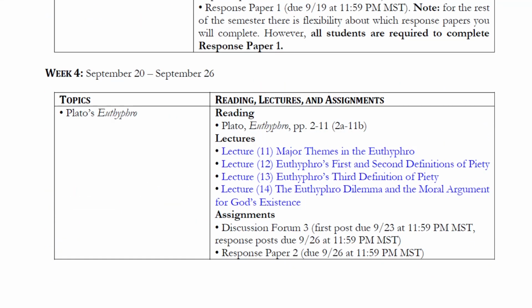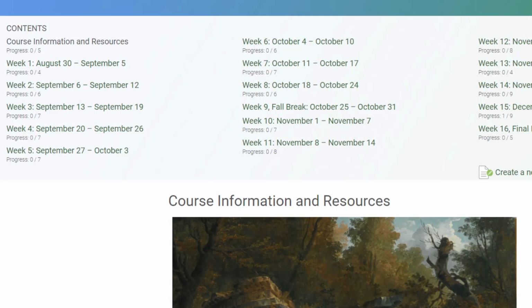Currently, you are looking at the area for week 4 of the class. On the right-hand side of the box, there is a heading entitled Reading, and there it tells us that there is one reading you are required to complete this week, and that reading is The Euthyphro, pages 2 to 11 by Plato. Now, where can you find the readings?